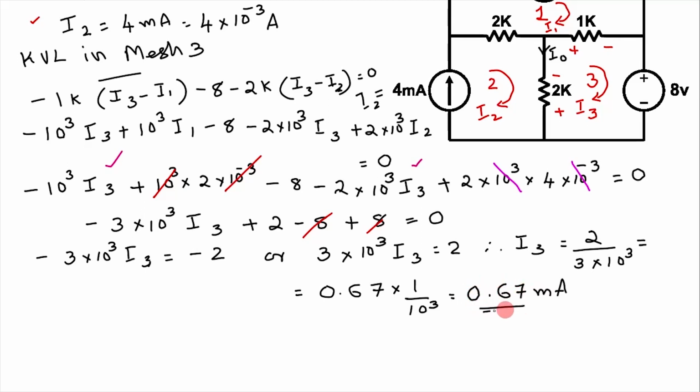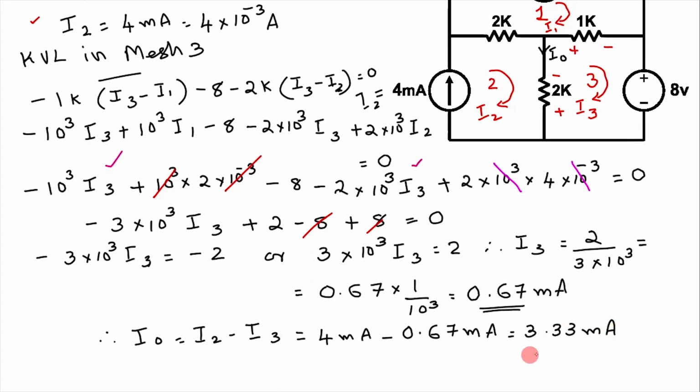that is equal to 0.67 milliampere. Here in this branch, I0 is the difference between I2 and I3. I0 is equal to I2 minus I3, that is equal to 4 milliampere minus 0.67 milliampere, which is equal to 3.33 milliampere.